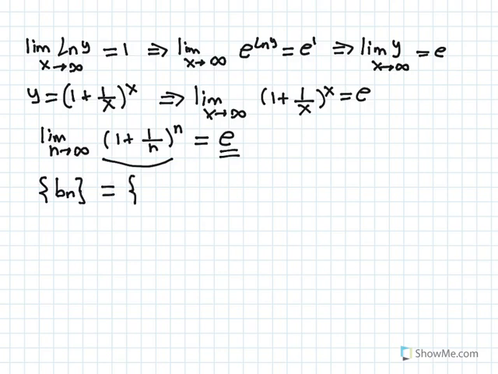So what we have shown is that the sequence Bn, equal to 1 plus 1 over n to the power of n, converges to 0. Sorry, converges to e. It converges to e. That's the special number e.